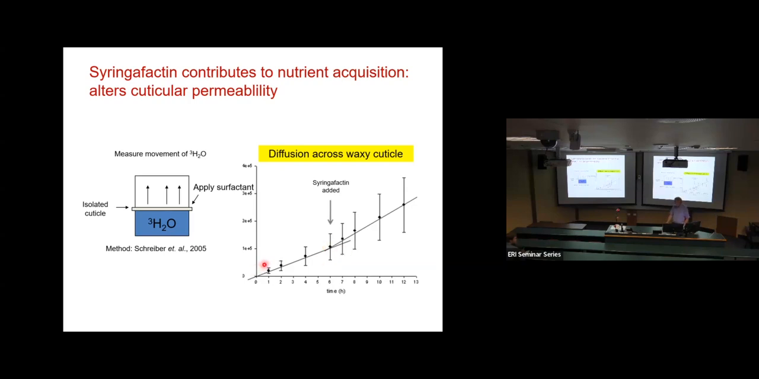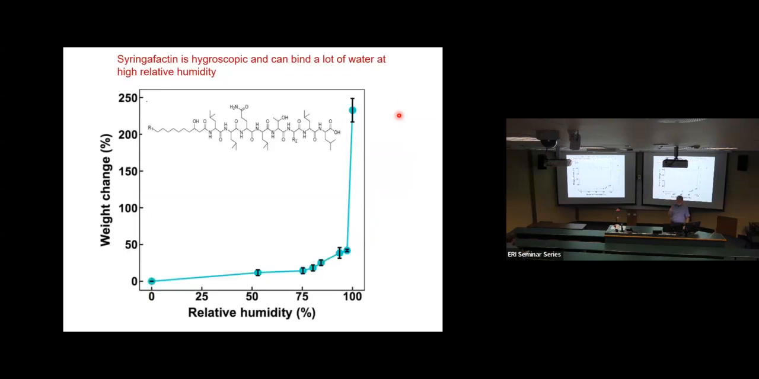cuticle allows a slow diffusion of tritium, but then when we applied some syringafactin, you see the rate at which the tritium is moving across that cuticle went up dramatically. So it seems like it's somehow dissolving that cuticle, modifying the nature of the cuticle to make it more porous to polar molecules like water or maybe some of the polar sugars and so on. So that is one of the traits: many bacteria have the ability to produce these detergent-like molecules.